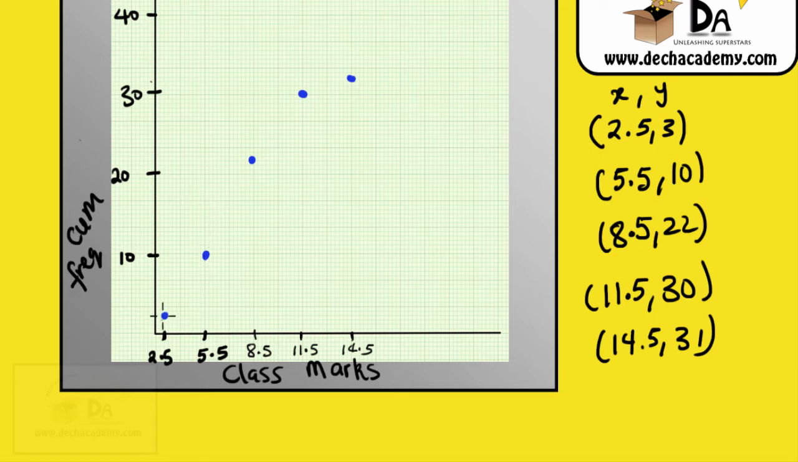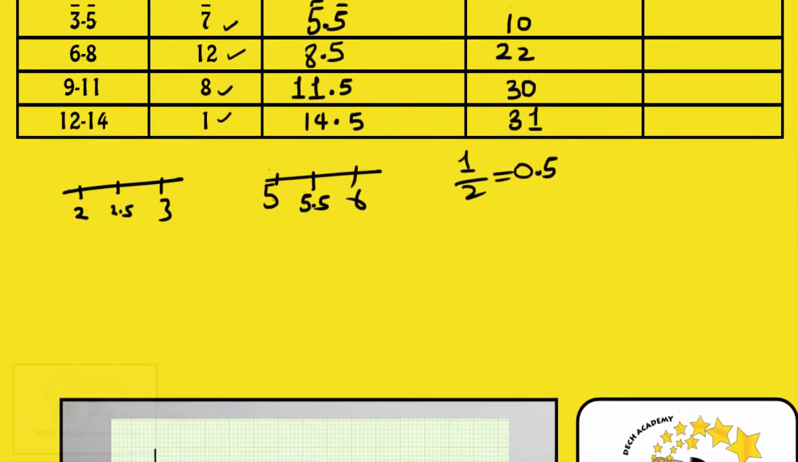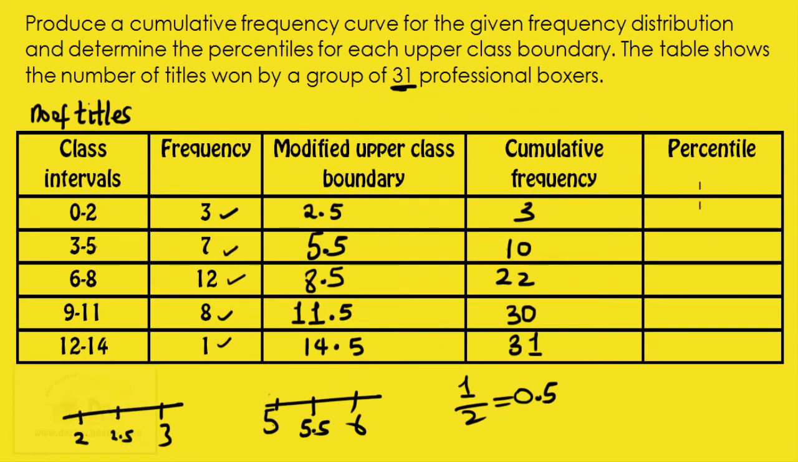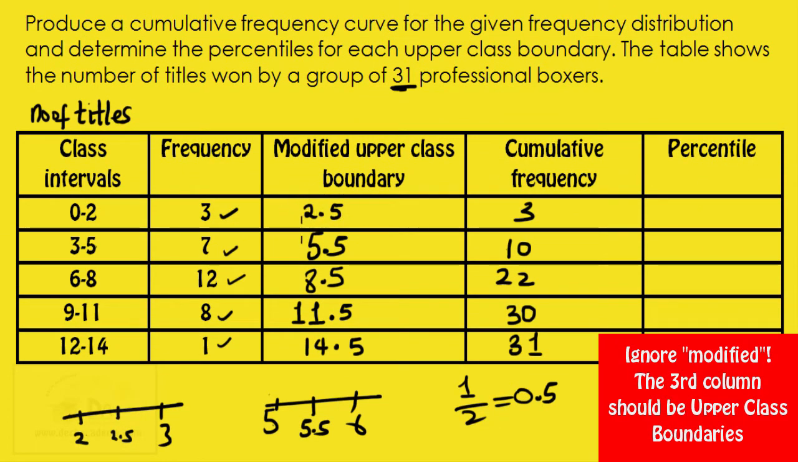If you're doing this at home, you should be plotting it accurately, and you should use a French curve to join up the points to give me this cumulative frequency curve. So that's the cumulative frequency curve. I'm now required to determine the percentiles corresponding to each upper class boundary, which is essentially a mark.